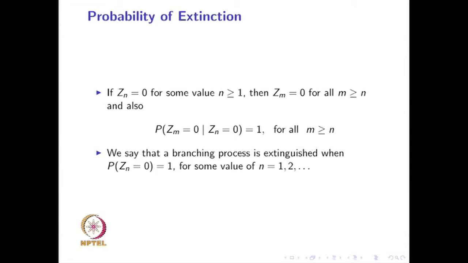Now, we are going to discuss a very important concept called probability of extinction. If Zn is equal to 0 for some value of n greater than or equal to 1, then Zm will be 0 for all m greater than or equal to n. Also, the conditional probability of Zm equal to 0 given Zn equal to 0 will be 1 for all m greater than or equal to n. We say that the branching process is extinguished when the probability of Zn equal to 0 is 1 for some value of n.